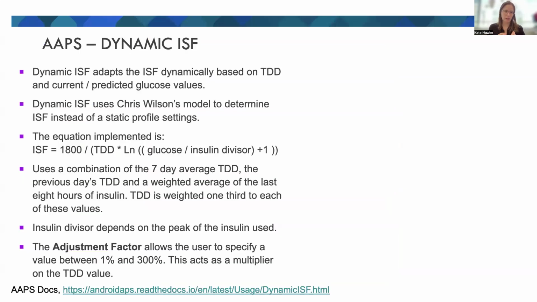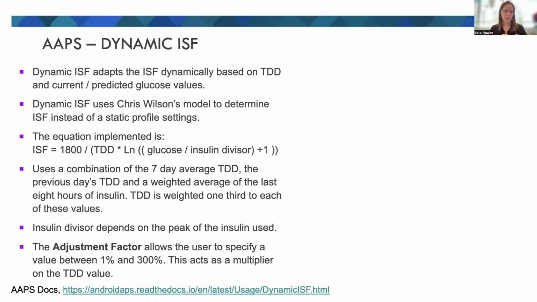So dynamic ISF, this is laid out here really just so you know that the math of this is all fully understandable. There is no black box. It's known exactly how it works, all freely available here from the aAPS docs. It adapts the ISF dynamically based on total daily dose and glucose values. It uses Chris Wilson's model to determine ISF instead of a static profile setting. We're used to a static ISF. It doesn't change with anything. It just is the ISF.